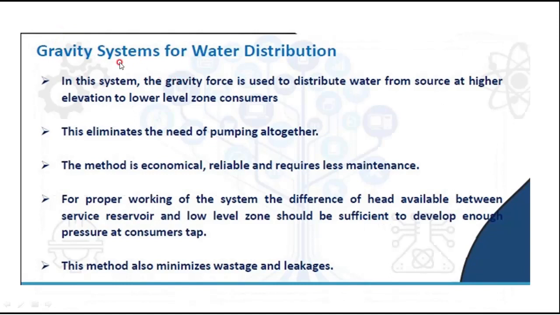Gravity system, the term itself tells that 100% of flow from one point to another point in the system will move only due to gravity. No external pressure is applied. In this system, the gravity force is used to distribute water from a source at higher elevation to the lower level zone consumers. This eliminates the need of pumping altogether. Pumping is not required at all.